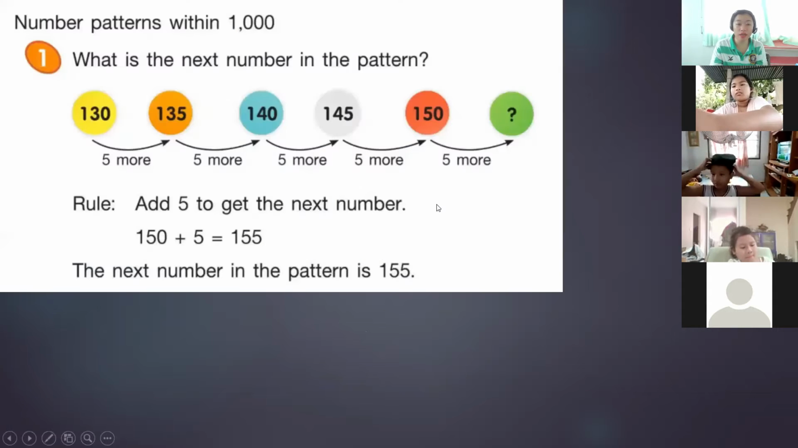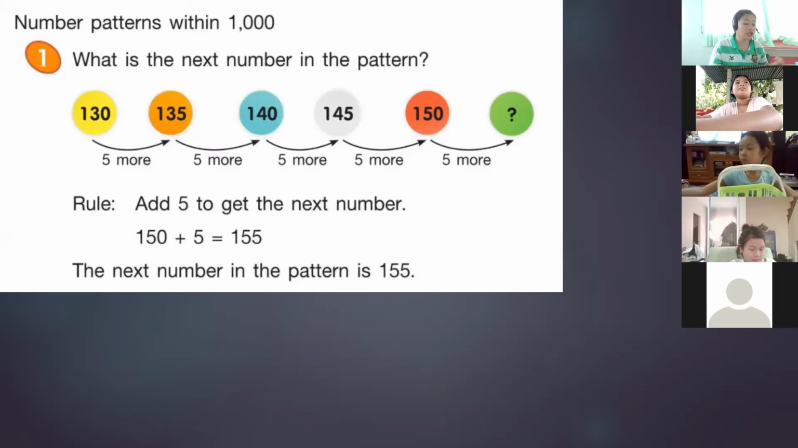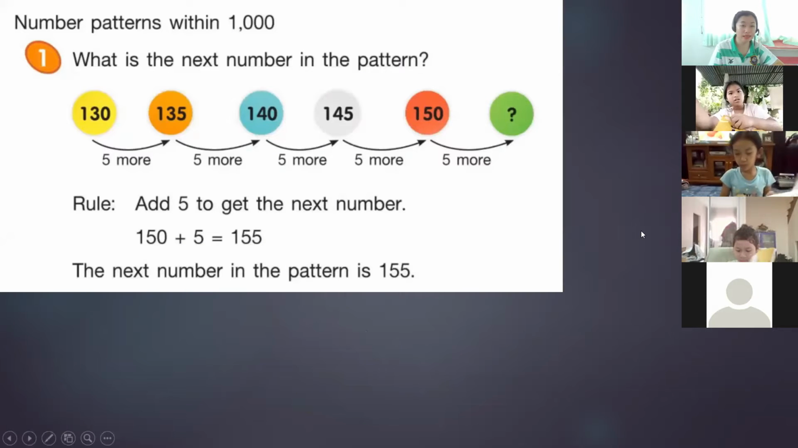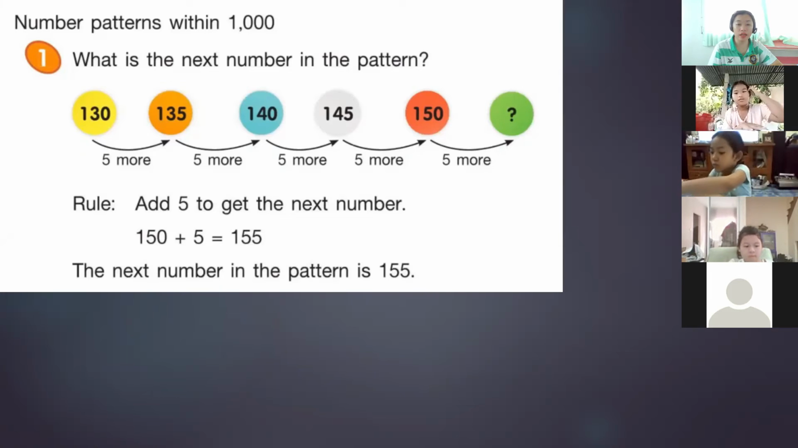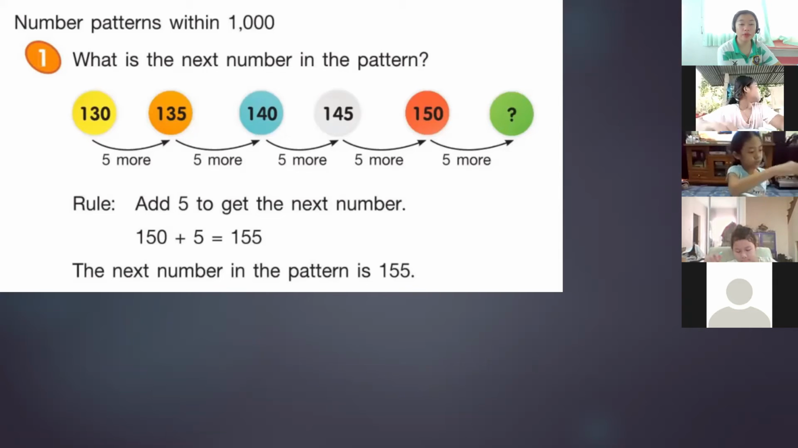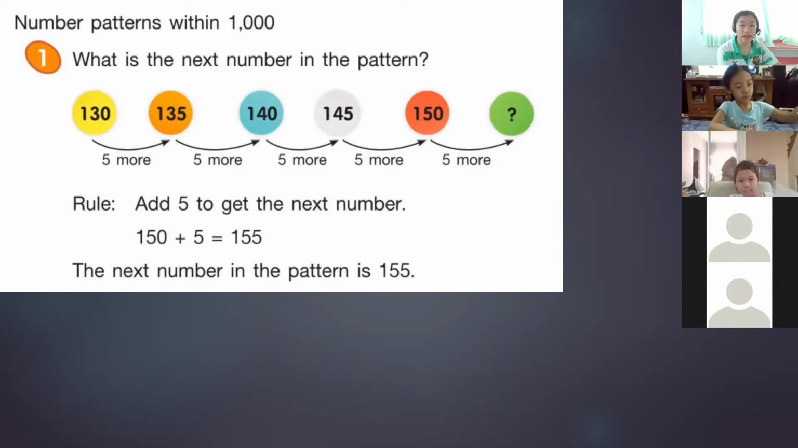We will start with this discussion on page 29 of your book. On page 29, you will see number patterns within 1,000. We will be learning about the patterns of numbers. We have number 1 here. What is the next number in the pattern? We're going to guess what would be the next number in this pattern.